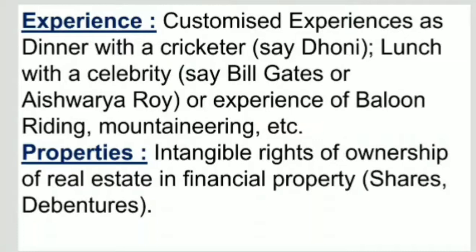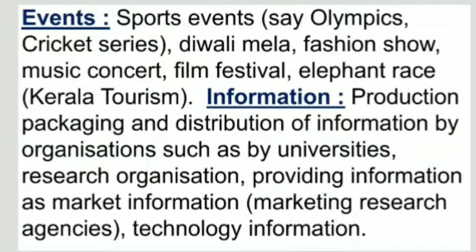So properties: intangible rights of ownership of real estate and financial property, shares and debentures. For example, intangible rights of ownership of real estate, and in financial property, what happens? You may even sell shares and debentures. Events may be marketed. For example, sports events, say Olympics, cricket series, Diwali Mela, fashion show, music concert, film festival, elephant race, Kerala tourism. So even events can be marketed.